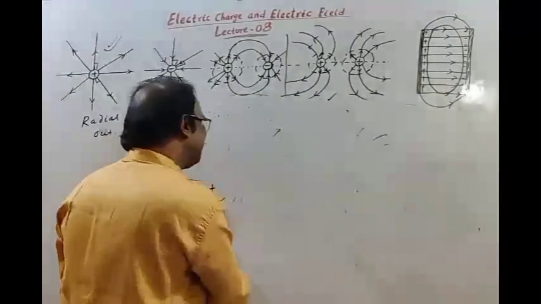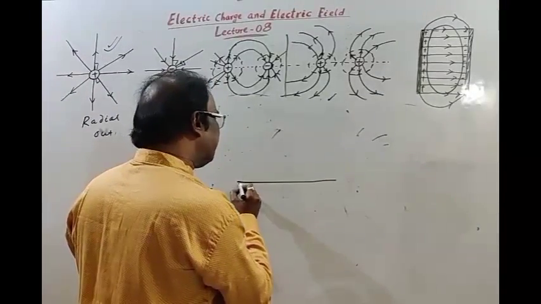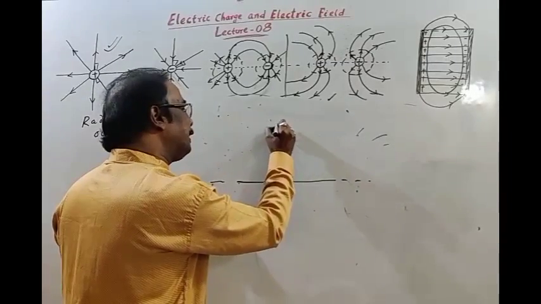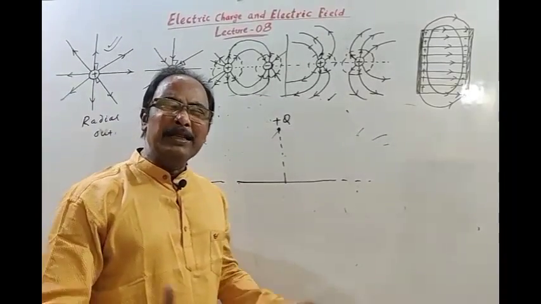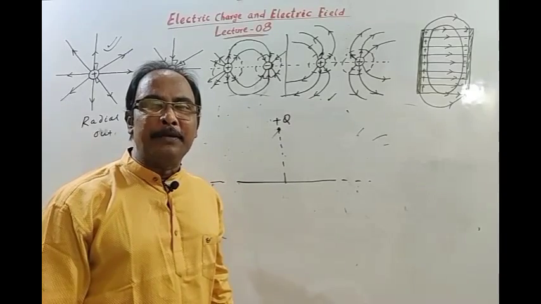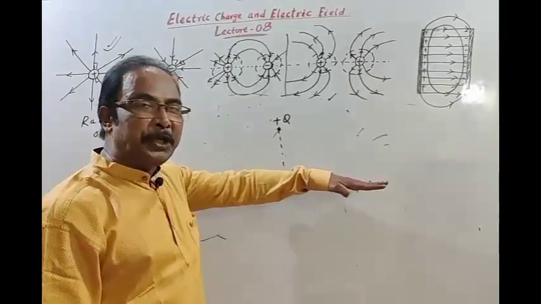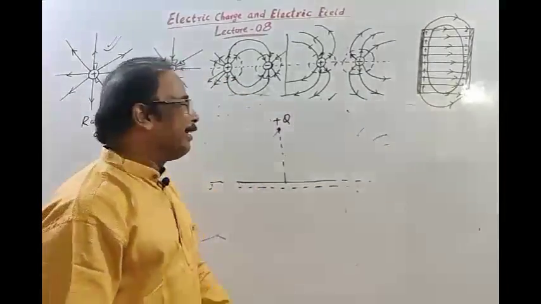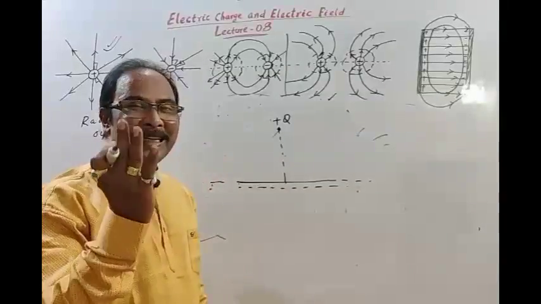Next, suppose it is asked, this is a metallic plate. At a height h, we place a positive charge plus q. Then it is asked to represent the electric field lines in this case. See students, we know electrostatic induction. If a positive charge is placed near a metallic sheet or plate, then obviously negative charges will be induced. Then electric lines of force move from positive to negative.